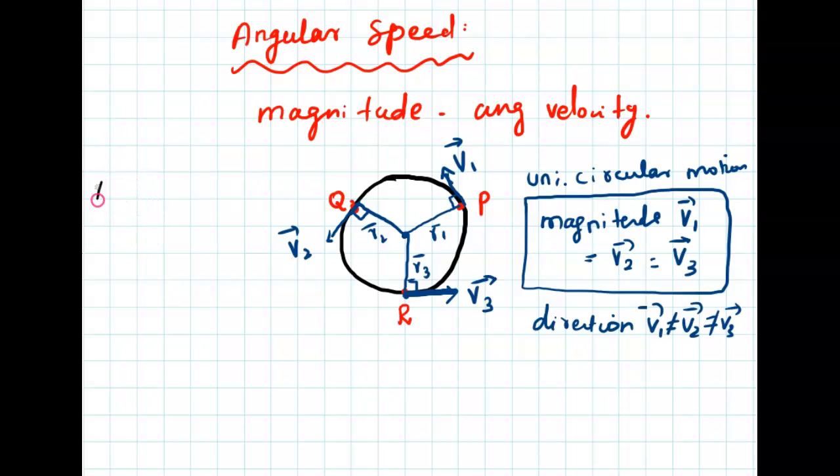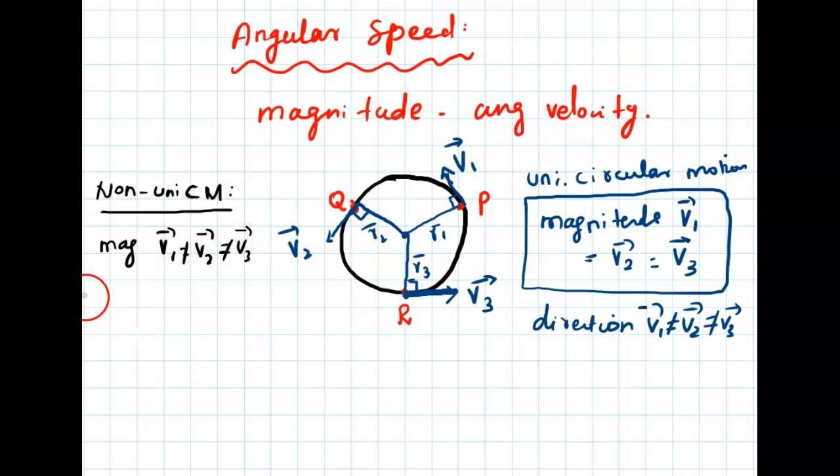If it is non-uniform circular motion, the velocity magnitudes v1, v2, v3 are not equal to each other. What about the direction? The direction of v1 is not equal to v2, which is not equal to v3. So in non-uniform circular motion, magnitude and direction are not equal to each other.